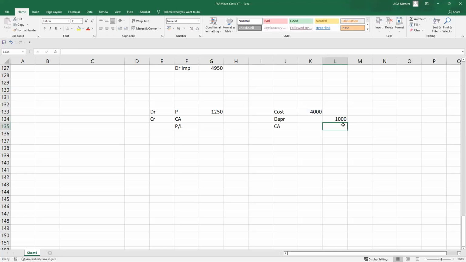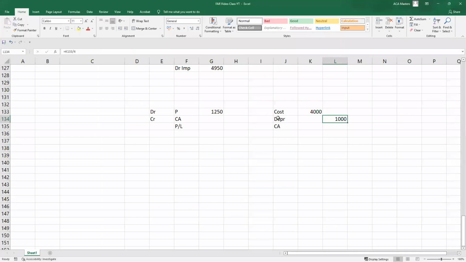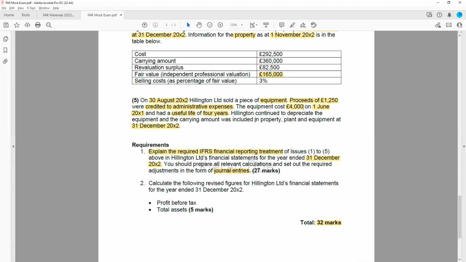So we're told what the depreciation would be per annum. We're told it's got a useful life of 4 years, so therefore we're going to have depreciation of this per annum. Then we can work out how long it should have been depreciated for.